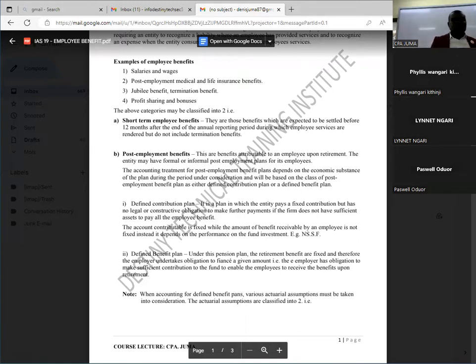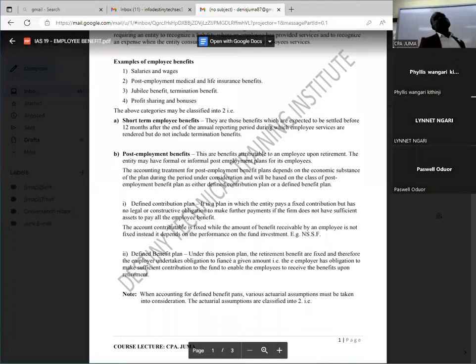A defined contribution plan is where the amount you are contributing to the scheme is known. What you will get will depend on the performance of the scheme. NSSF is a very good example of defined contribution. I saw you were asked in 2019 to differentiate between the two. Defined benefit: the amount you are contributing is not that fixed, but what you will receive is what you determine in advance.